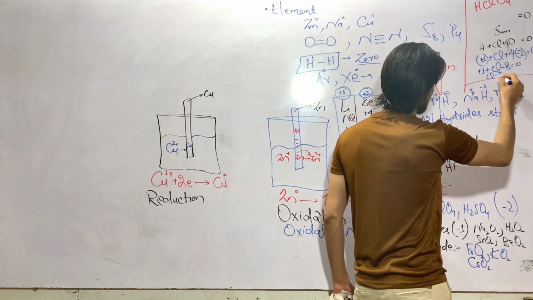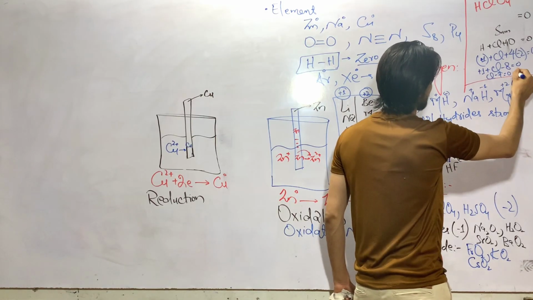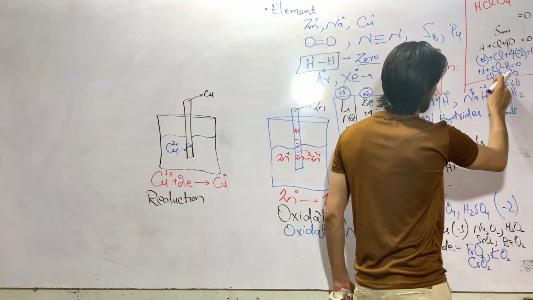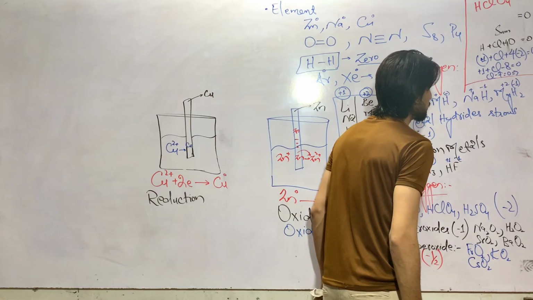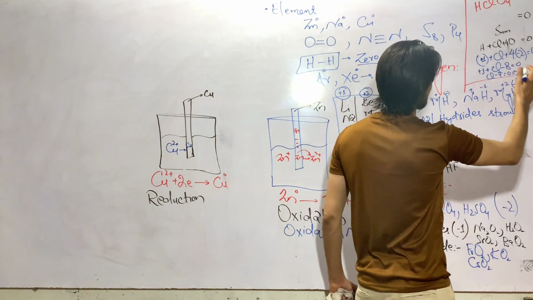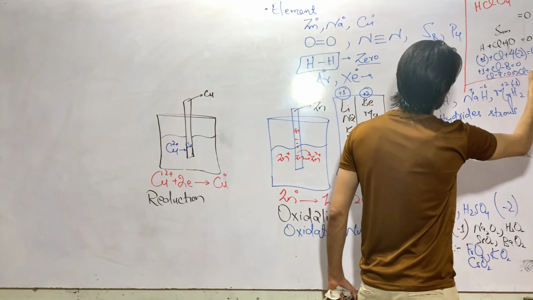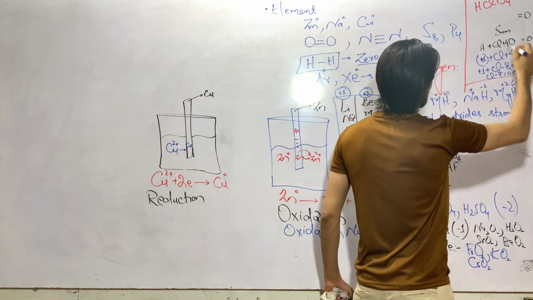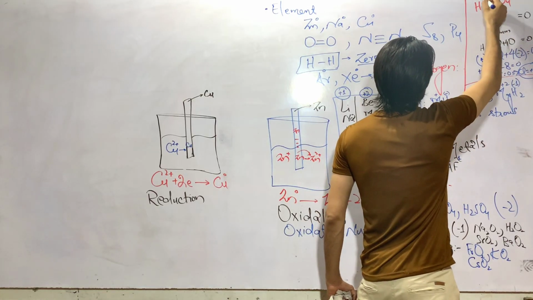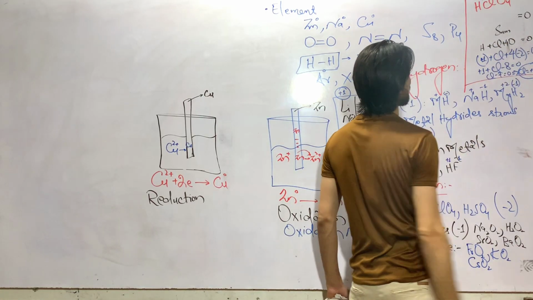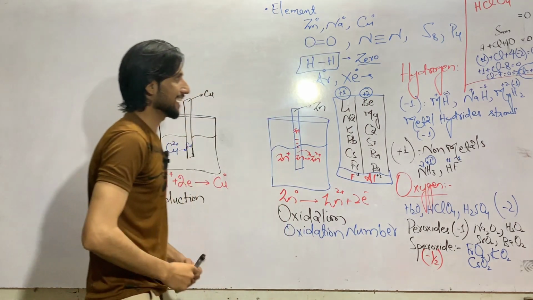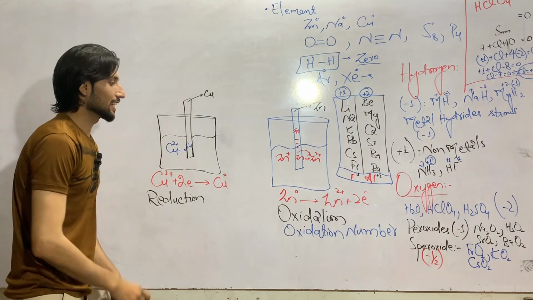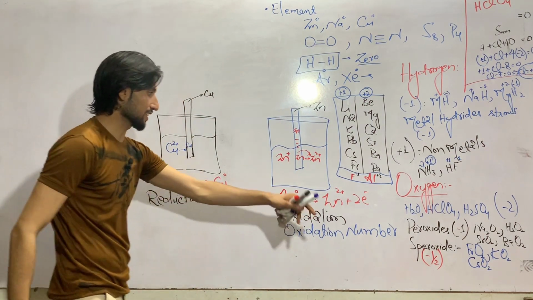So Cl -7 is equal to 0, or if I add +7 to both sides, I will get Cl is equal to +7. So chlorine is in the +7 oxidation state in HClO4. Okay. Now, that was a lot about the oxidation number.